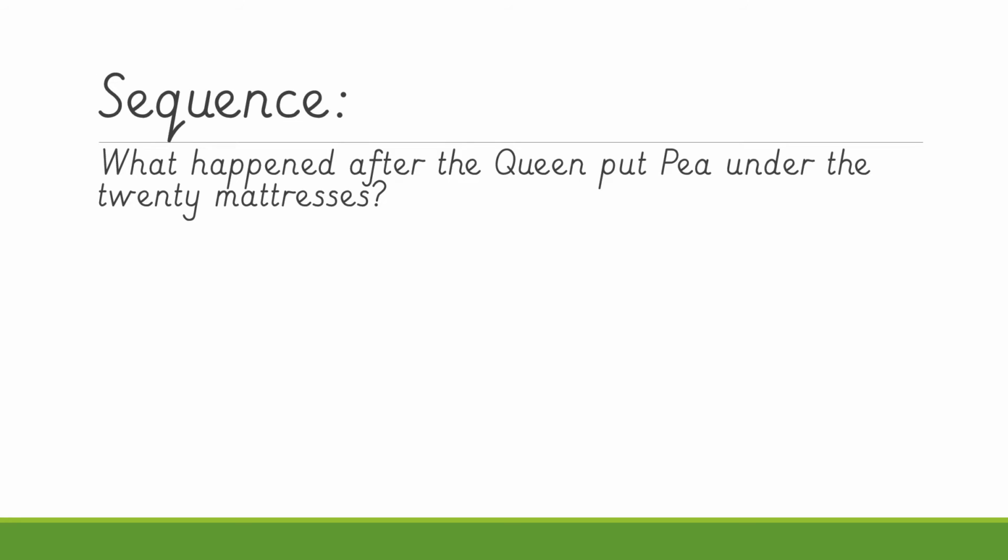Now that we've read through the diary and you've had a chance to look at it, we're going to do a sequencing question. So what happened after the Queen put the pea under the 20 mattresses the first time? Can you remember? Can you write a little answer or tell your grown-up who can help you to write an answer? Maybe you could draw a little picture.